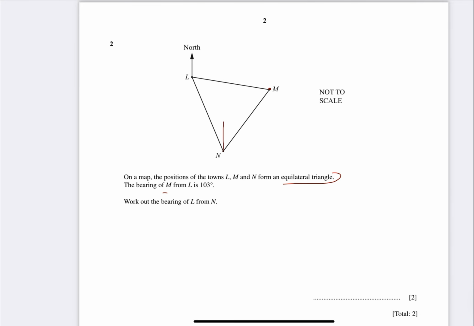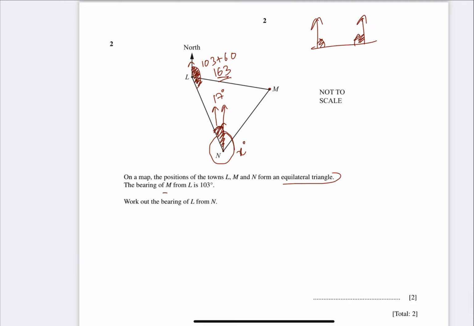So I will make a north over here, since I have to find this one, and label this angle as x. We know this complete angle is 103 plus 60. This one was 103 and this one was 60, so this is 163. Because these two lines are parallel, this angle would be 180 minus 163, since the sum of these angles is 180 degrees. So this angle is 17.